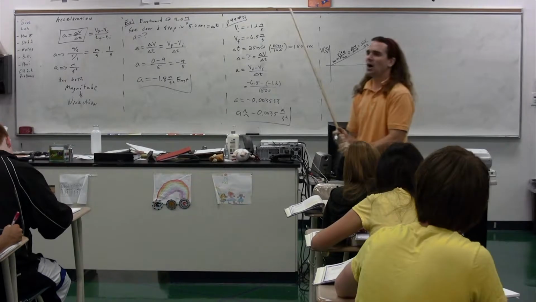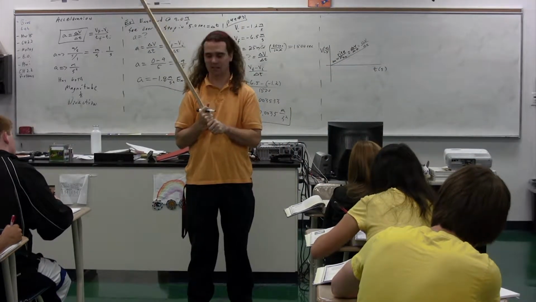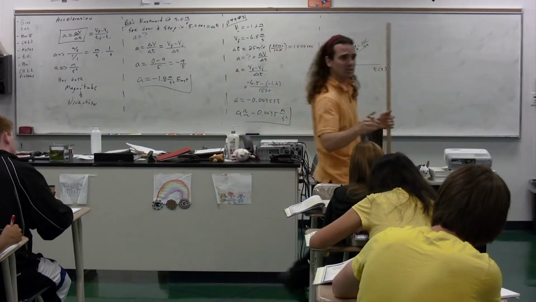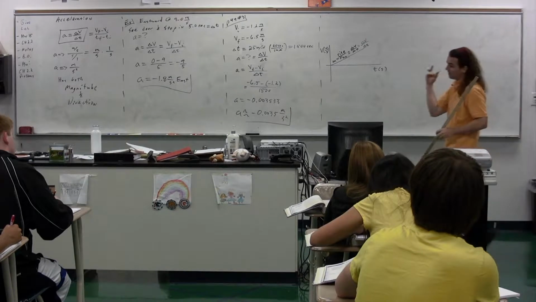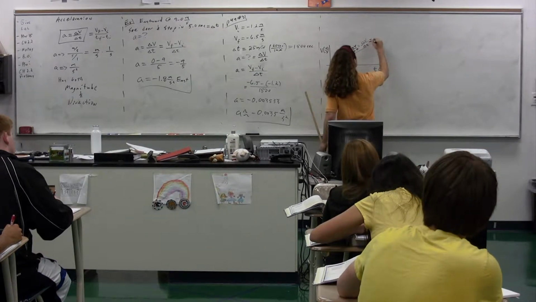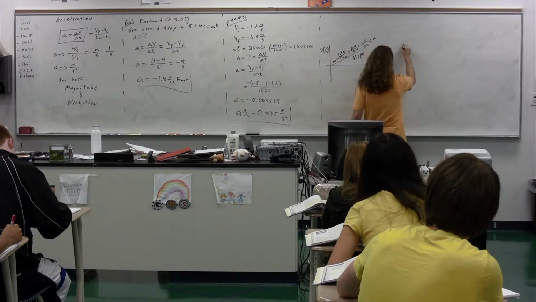The slope of a velocity versus time graph, then, class, is? Acceleration. The slope of a position versus time graph? Velocity. Slope of a velocity versus time graph? Acceleration. So you can see that these are related via the slope.